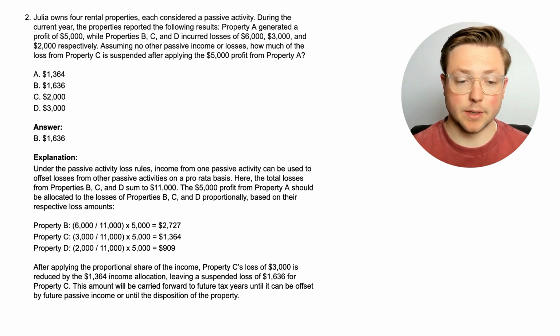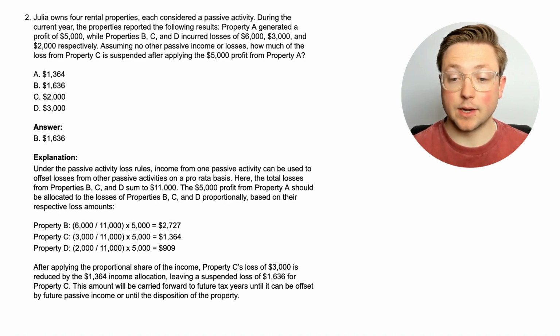So let's look at this explanation. Under the passive activity loss rules, income from one passive activity can only be used to offset losses from other passive activities on a pro rata basis. Here, the total losses from properties B, C, and D sum to $11,000. The $5,000 profit from property A should be allocated to the losses of property B, C, and D proportionally based on their respective loss amounts.